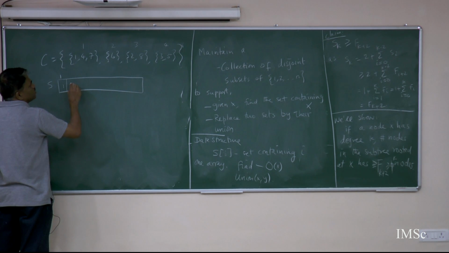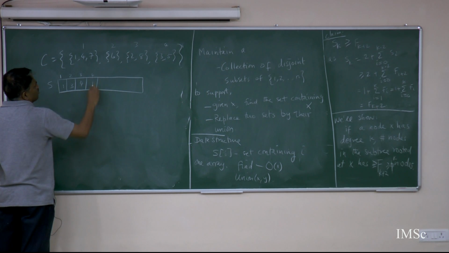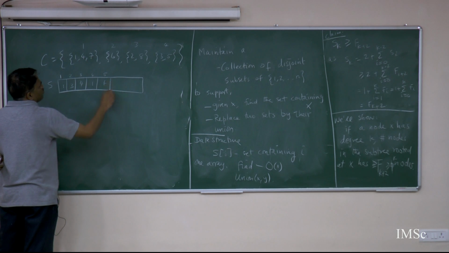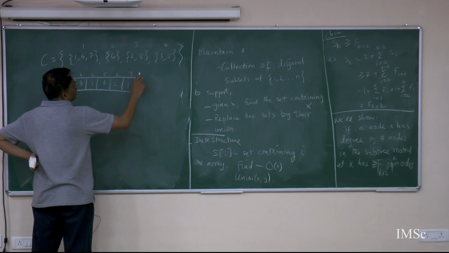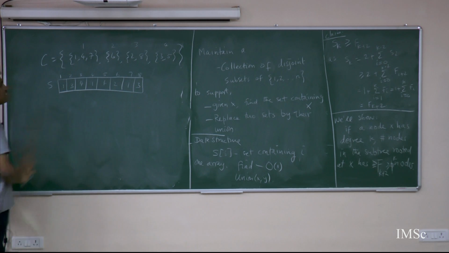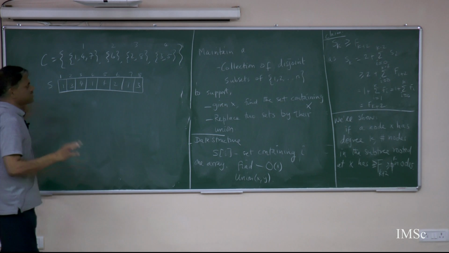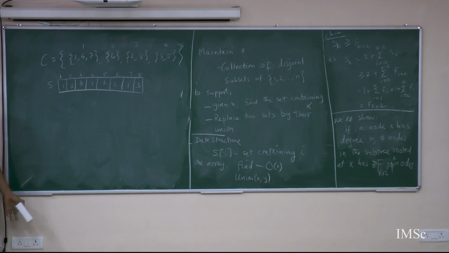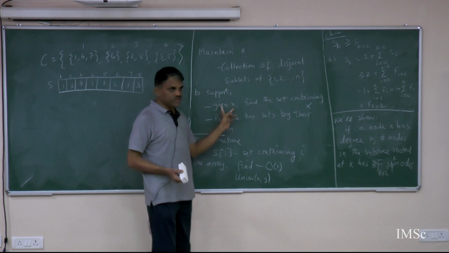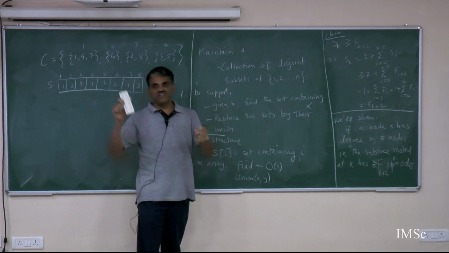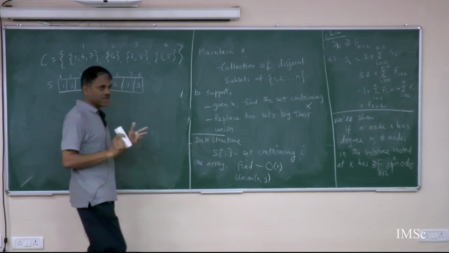So 2 is in set number 3, 3 is in set number 4, 4 is in set number 1, 5 is in set number 4, 6 is in set number 2, 7 is in set number 1, 8 is in set number 3. Right now my starting data structure is just this array. If somebody gives me a value between 1 and 8 and asks which set it belongs to, I just go to S of i. If you give me two elements and I want to know whether they belong to the same set, I compare S of x and S of y and check whether the labels are the same.